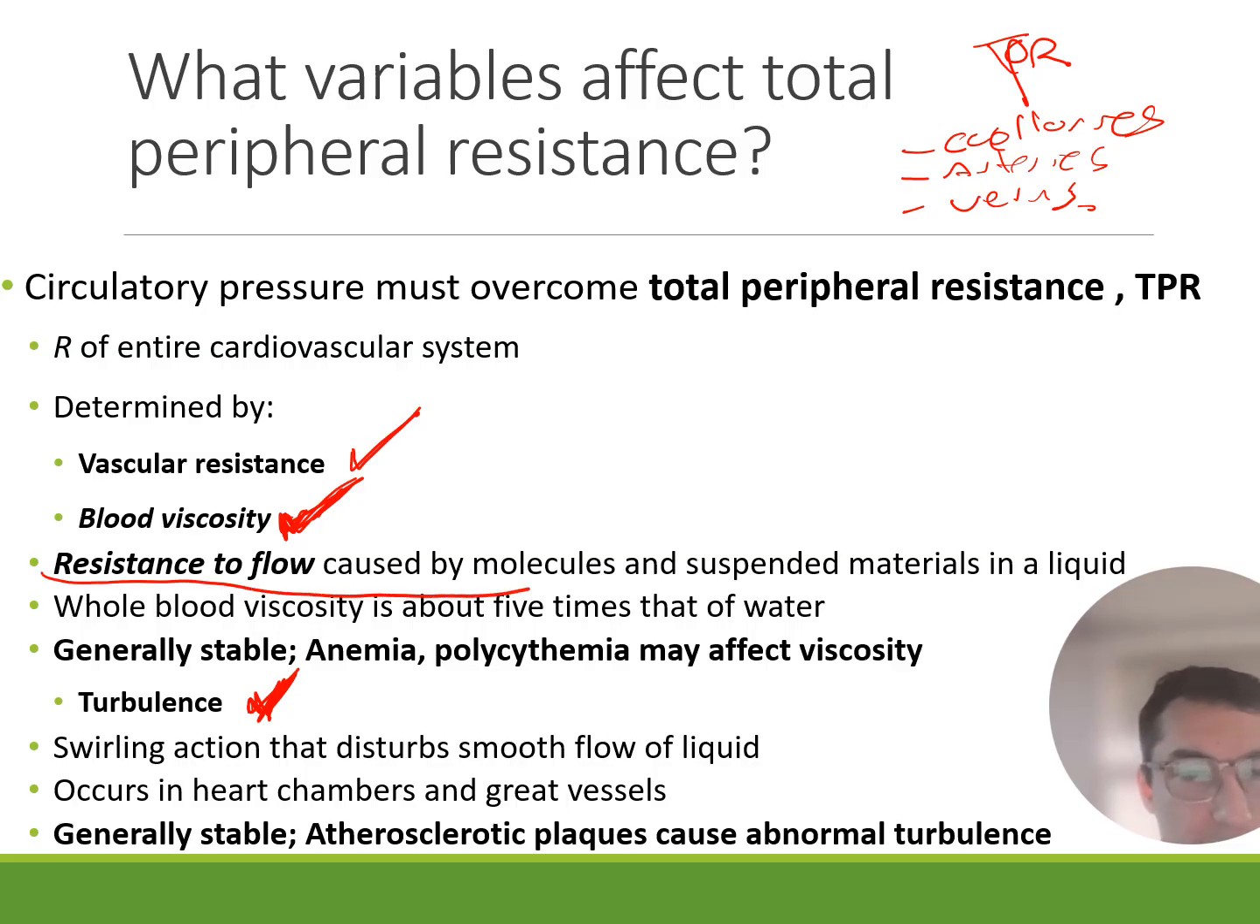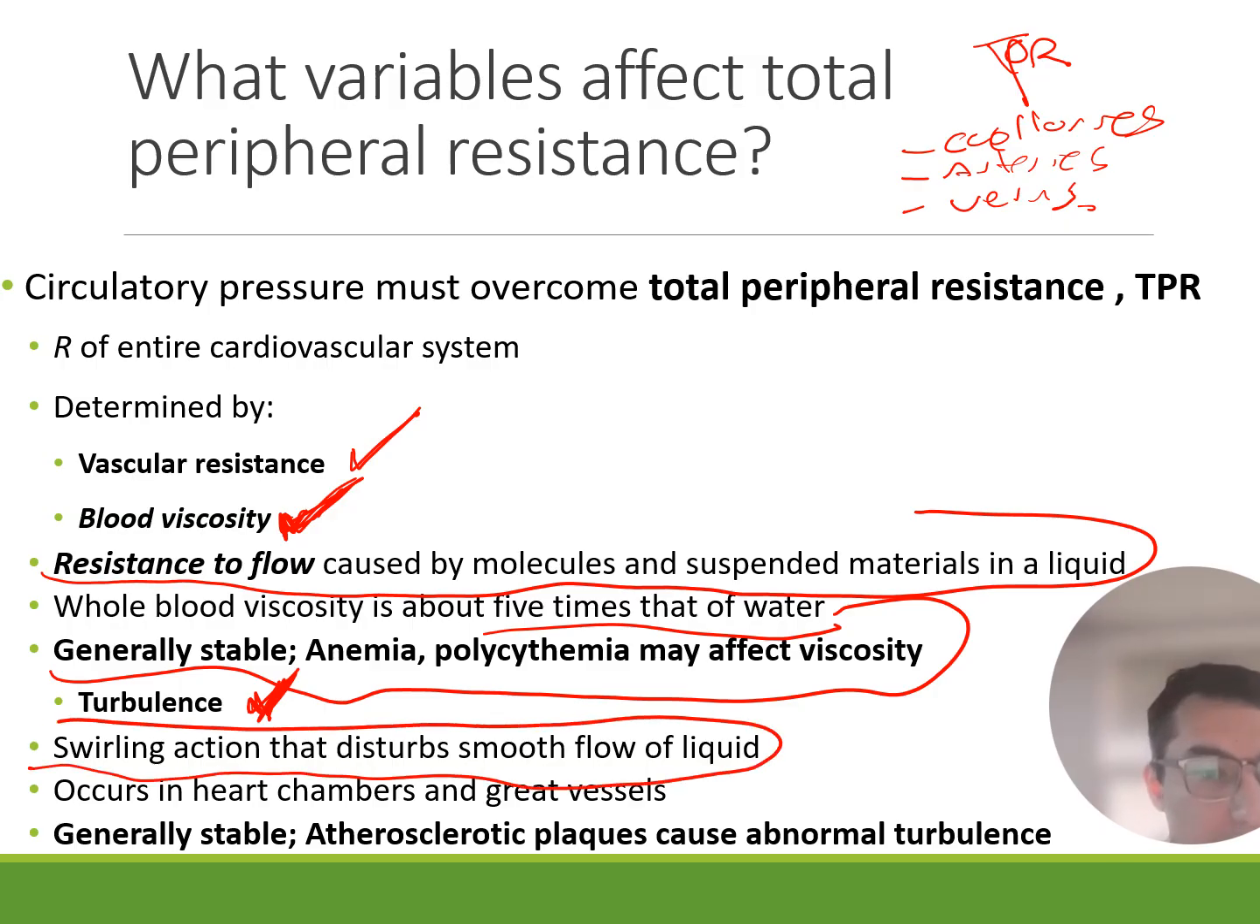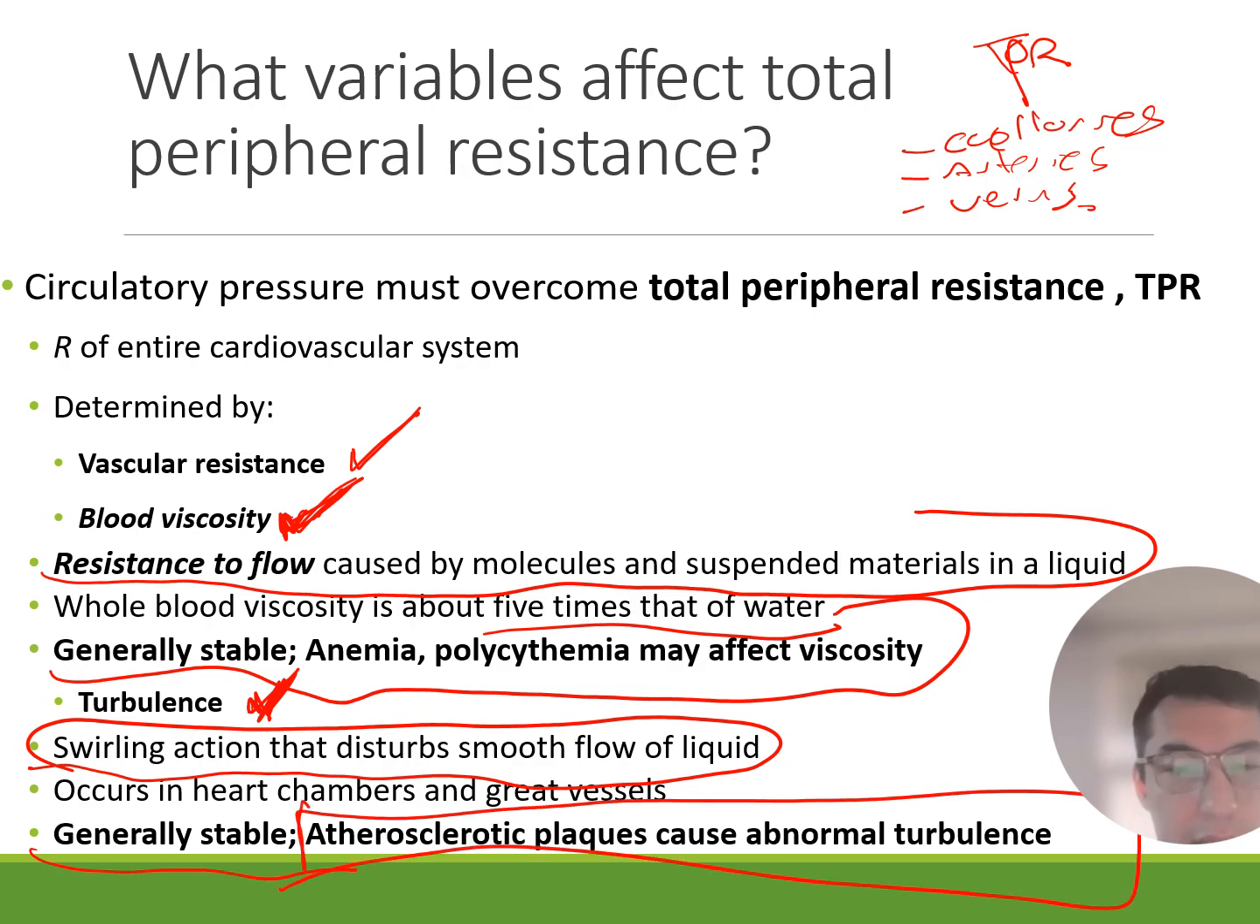Viscosity is resistance to flow caused by molecules and suspended materials in the liquid. Whole blood viscosity is about 5 times that of water. Anemia and polycythemia may affect viscosity. Yes, because if you have more red blood cells, as in polycythemia, that is going to increase it. If you have anemia, that is going to decrease it. That's correct. We have a swirling action that distributes a smooth flow of a liquid, generally stable, unless we have atherosclerotic plaques.